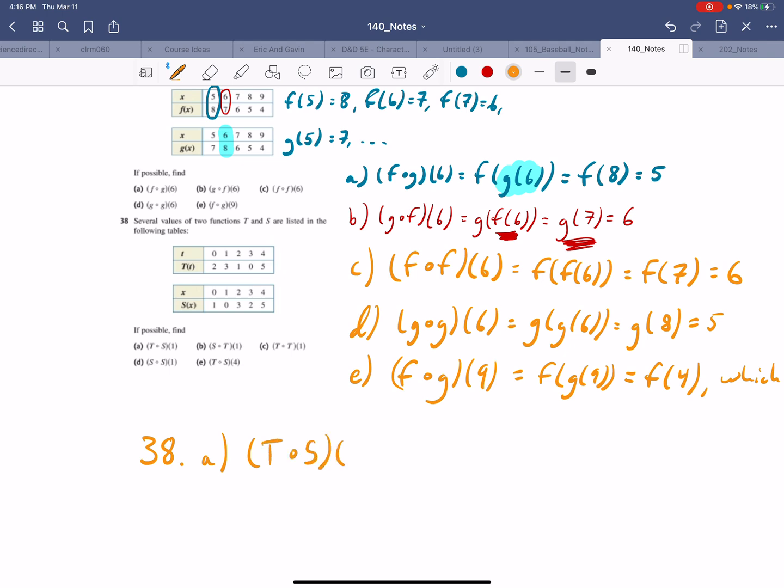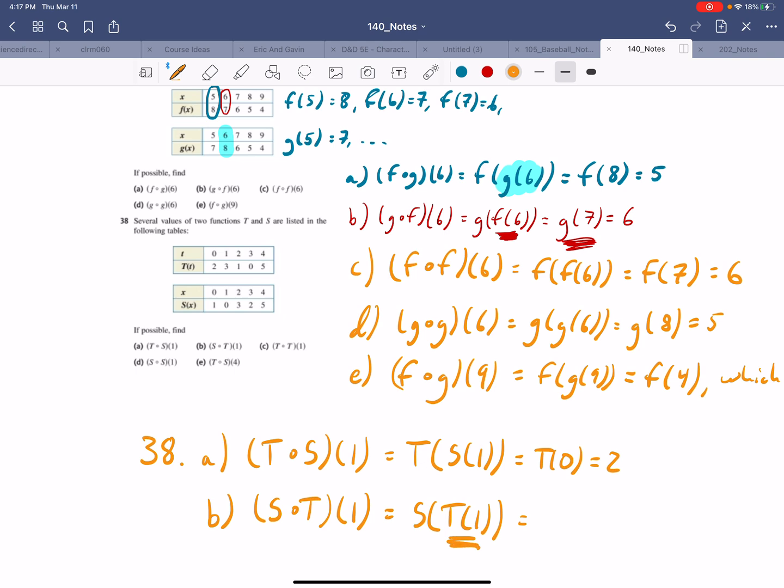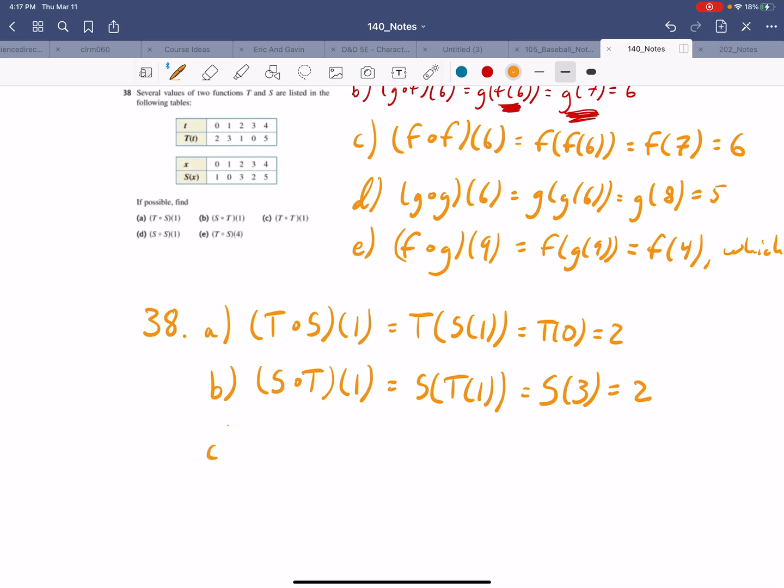T of s of 1, well, that equals, remember, same sort of thing, t of s of 1. Well, s of 1 is 0, so we have t of 0, and t of 0 is 2. That's how you do that, right? Let's keep going. We did t of s. Why not do s of t? So again, right, we're finding t of 1 first, and then s of whatever that is, right? t of 1 is 3. So I guess we're finding s of 3, and s of 3 is 2. Interesting. Or sorry, t of s of 1 is 2, and s of t of 1 is 2. It doesn't necessarily work out that way.